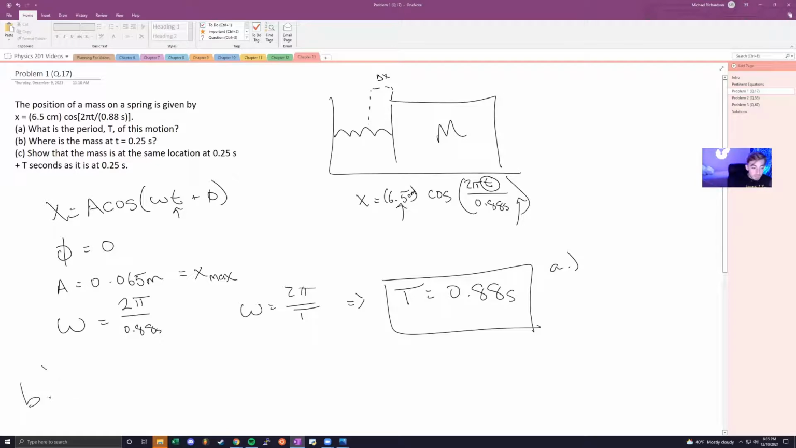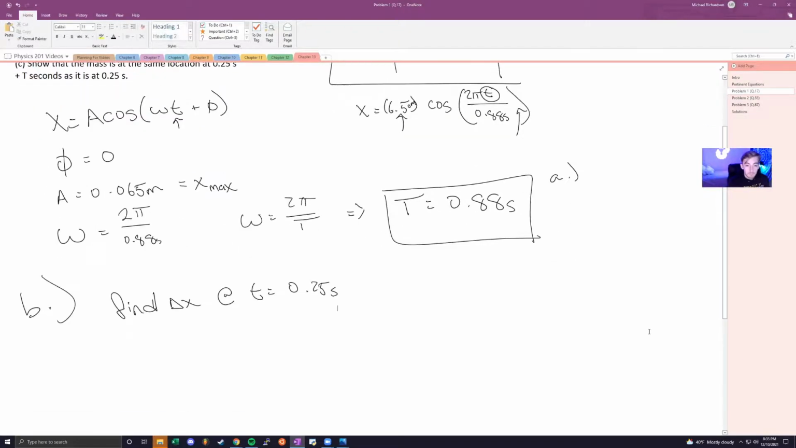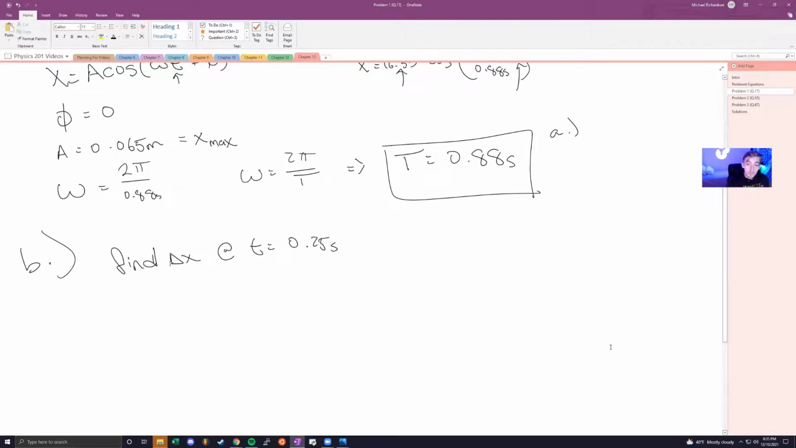So for part B then, what we want to do is find where the mass is at t equals 0.25. So we want to find delta x at t equal to 0.25 seconds. And if you think this is trivial, you are correct. This is just going to be a matter of plugging in the values that we already have into that equation that we were just given. So our position is our amplitude times our cosine of omega t plus phi. And I'm writing this over and over again just to try and get it in your heads.